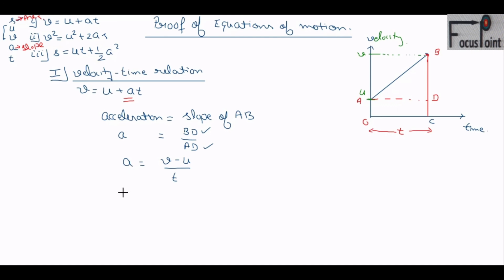Cross multiply, this t will be multiplied with a, so it will become at is equal to v minus u, and u will be added to the at. So u plus at will be equal to v. So v is equal to u plus at. This is the proof of the first equation, known as the velocity time relation. Clear? Yes, sir. Okay. Can we move to the second?